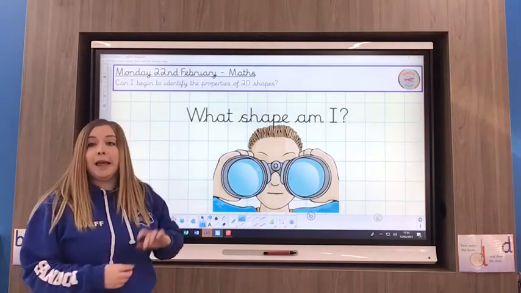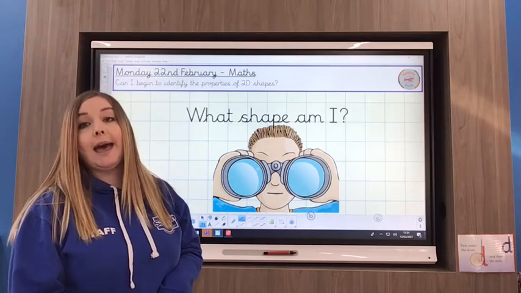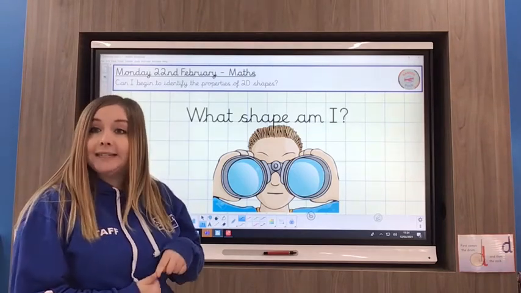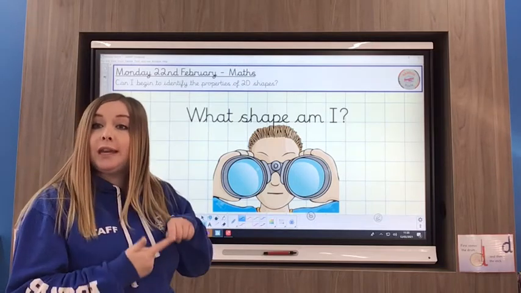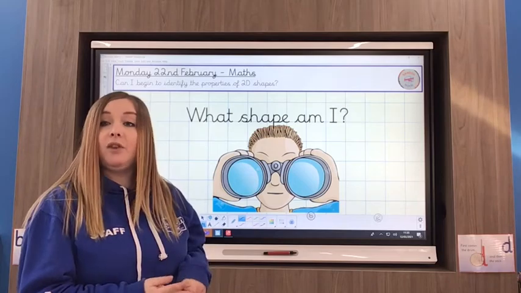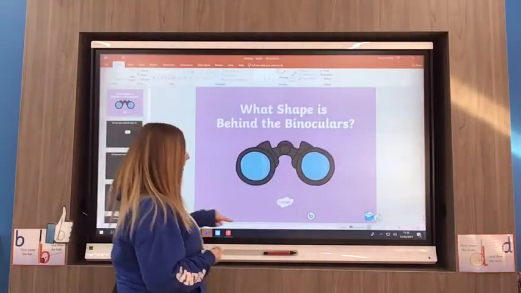So, we're going to play a quick game. That's called What Shape Am I? So now that we've looked at some shapes, we know how many sides they've got. We know if they're straight or if they're curved. We know if they're the same or if they're different lengths. Let's see if we can apply that to a quick game.